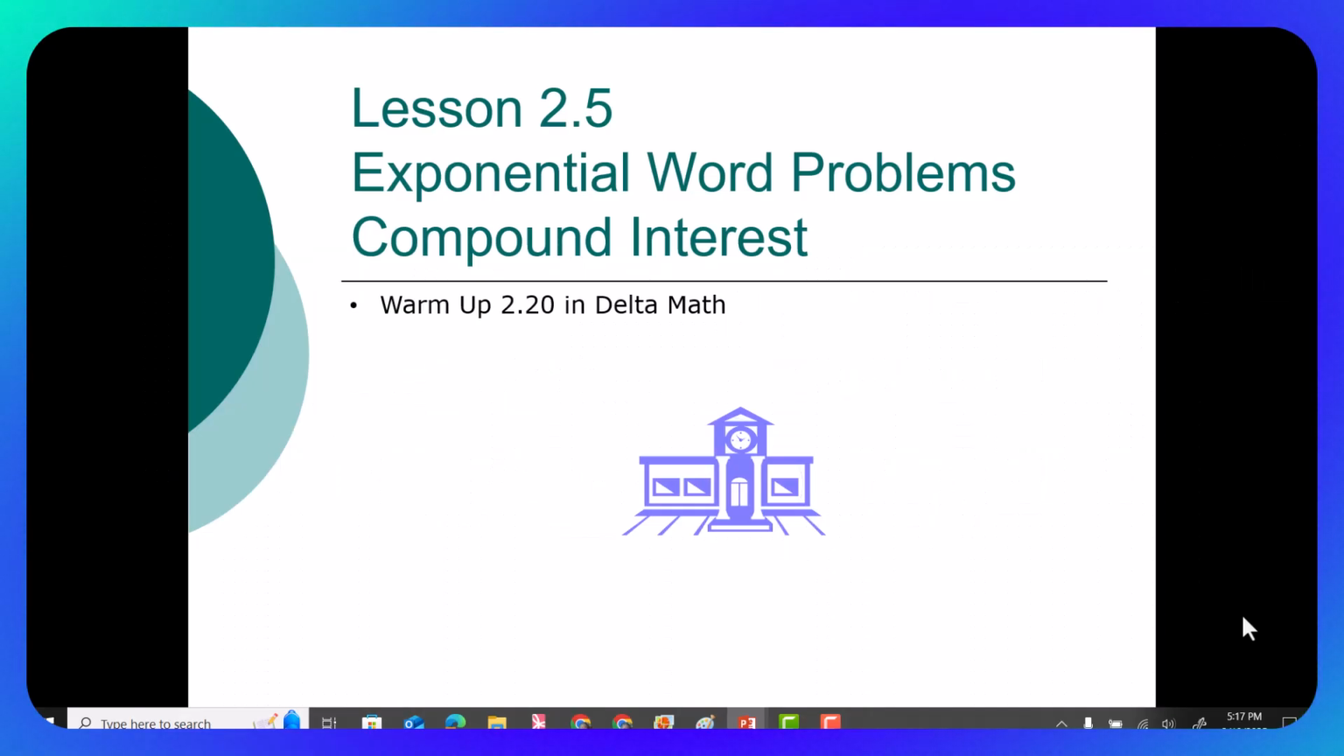Today's lesson 2.5 will be over exponential word problems, specifically simple and compound interest. Before we start, pause the video and complete the warm-up 2.20 in Delta Math.